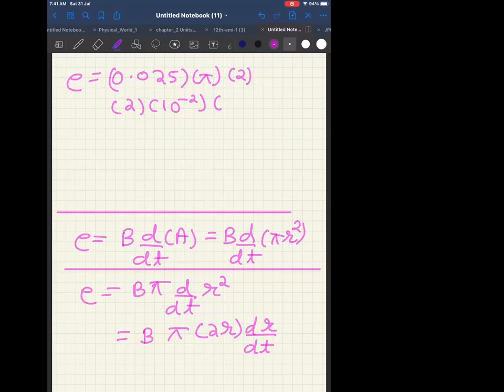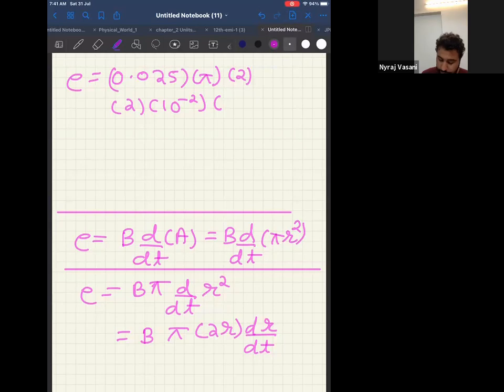Got it. Okay. Into dr by dt, 1 millimeter. 1 millimeter is 10 power minus 3. Okay. Now, E equal to, now look at the options. If I look at the options, pi has not been touched in 2 options, and in 2 options, pi has been substituted.